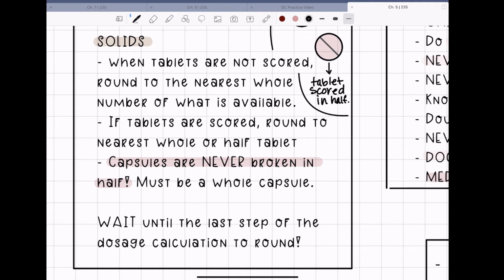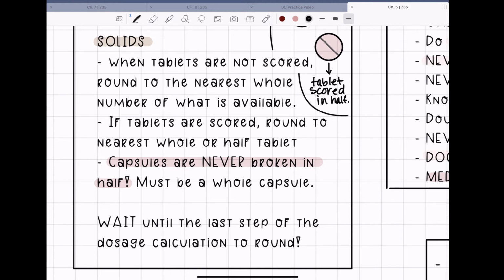Capsules can never, ever be broken in half because the medication is set to dissolve inside that gel cap. So you have to always use a whole capsule. If your calculation calls for 2.5 capsules, then it's going to be 3 capsules. So make sure you know not to ever break a capsule in half.